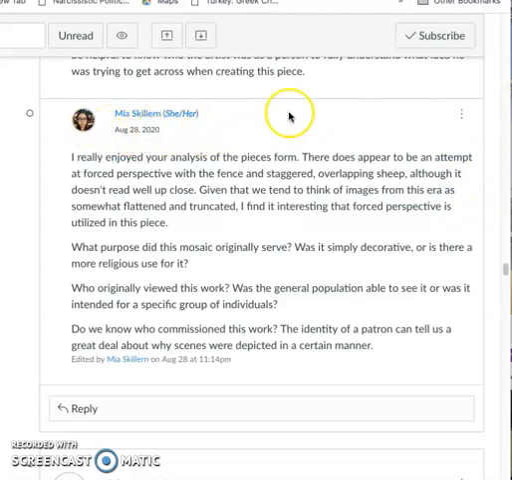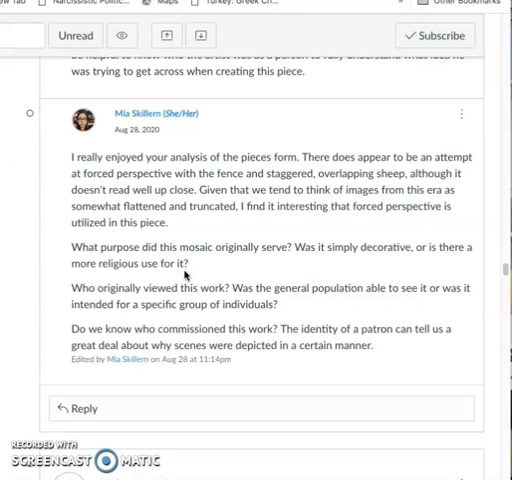And Mia did a great job drawing our attention to that with some questions that should always be on your mind when you are analyzing artwork. What purpose did this originally serve? Absolutely think about that with the medieval manuscripts. Was it simply decorative, or is there a more religious use for it? Overwhelmingly, in the ancient and medieval world, most art was very purposeful, not simply decorative, because materials were so time-consuming to produce, as the videos show.